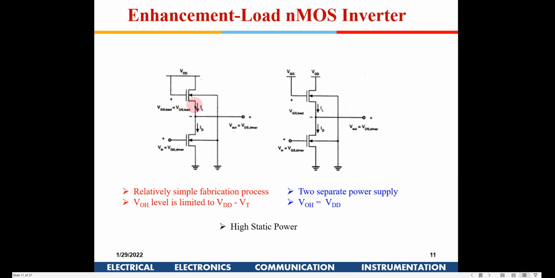That will be the drop here. So it acts like a diode. So that is what is known as a diode connected load. Okay, but again that VT drop will be here. So this is a relatively simple fabrication process, but VOH was limited to VDD minus VT.